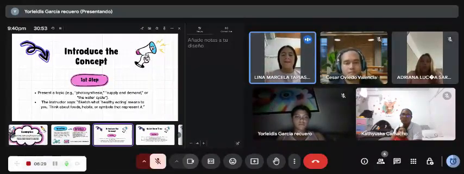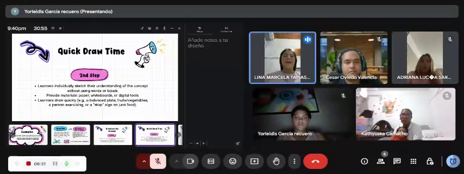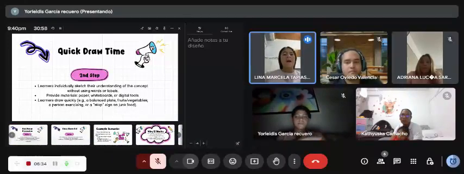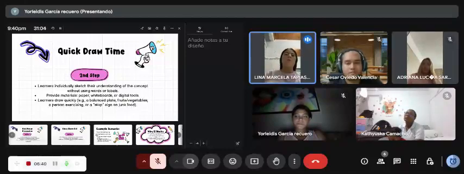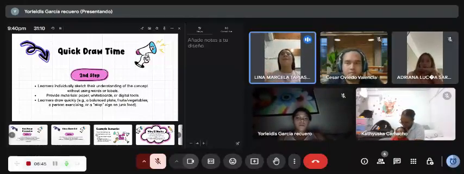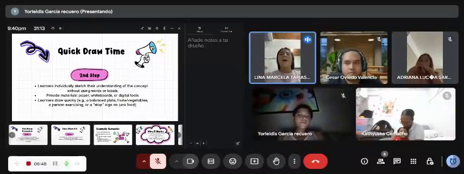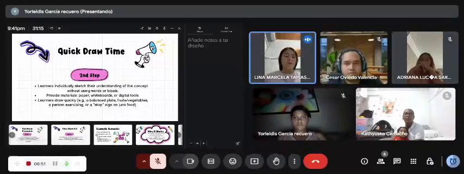The second step, next slide please, is quick draw time. Now, a student will draw their understanding of the concept without using words or labels. And the teacher provides them with material, for example, a piece of paper, a whiteboard, or whatever digital tools. And then they should draw quickly, focusing on important elements, for example, a balanced plate, vegetables, fruit, or someone exercising and stopping eating junk food.